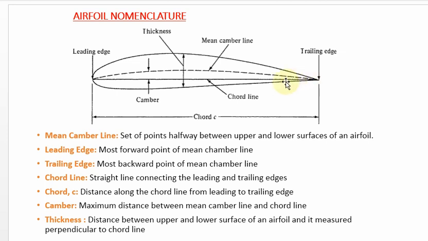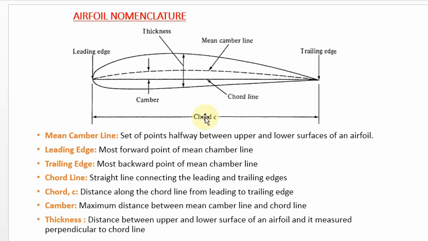Then another term is the chord line. You can see the thicker straight line. The line joining exactly the leading edge and trailing edge is called the chord line. This is a straight line. The mean camber line may have a curved form, but the chord line is always a straight line connecting the leading edge and trailing edge. Similarly, the distance between leading edge and trailing edge is called the chord.